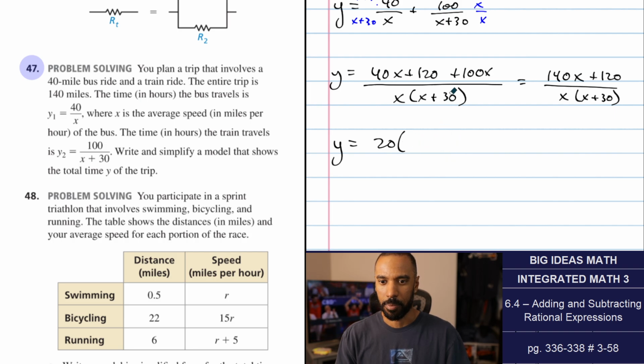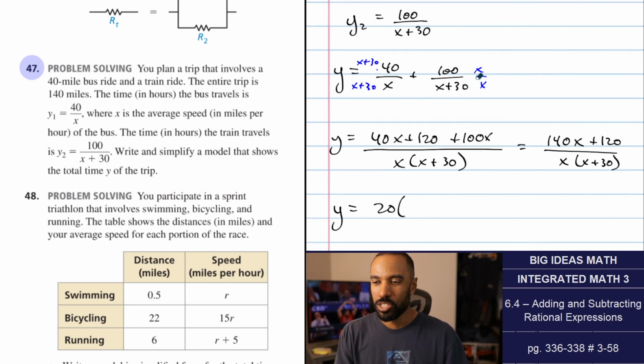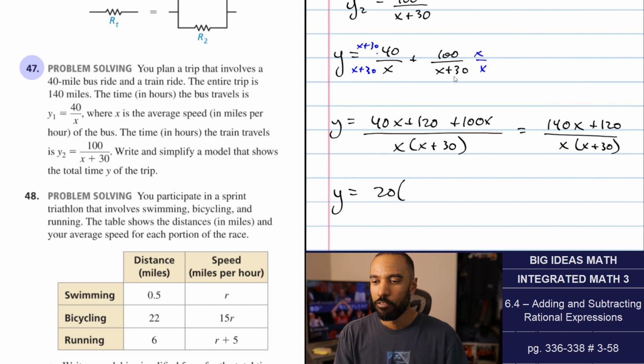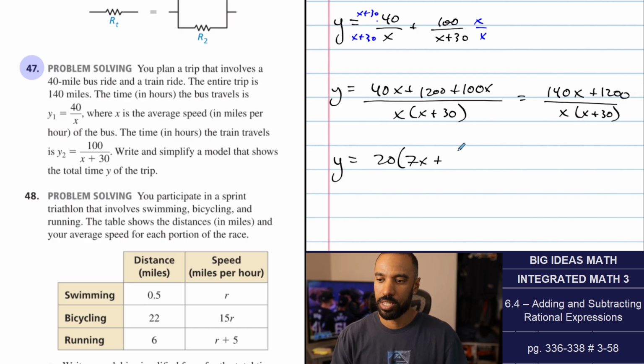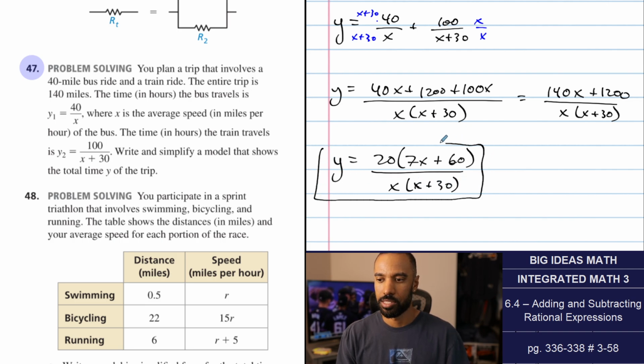I have to think about this. 120, 40 times 30 is not 120, it's 1200. It's 1200. So 7x plus, now you factor out 20, 60 all over x times x plus 30. So here's another expression for the total time simplified.